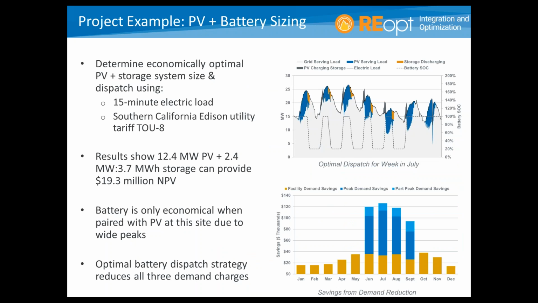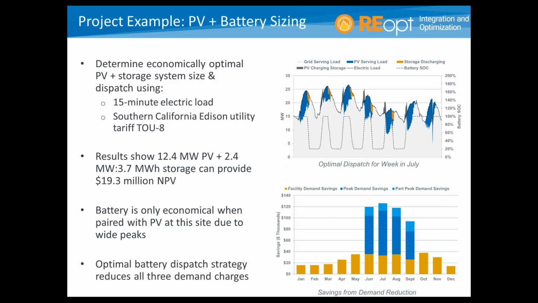The next slide provides an example of one of the more detailed analyses. So this is when we dive into more depth on one site in particular. So this was looking at a site in Southern California that was interested in PV and batteries for cost savings. And so we got the 15-minute electric load from the site and modeled their utility rate tariff, which was the SCE time of use 8 tariff. And we found that 12.4 megawatts of PV and a 2.4 megawatt, 3.7 megawatt hour storage system would provide about $19 million of savings over the life cycle of the system.